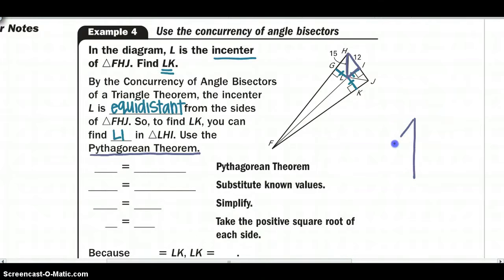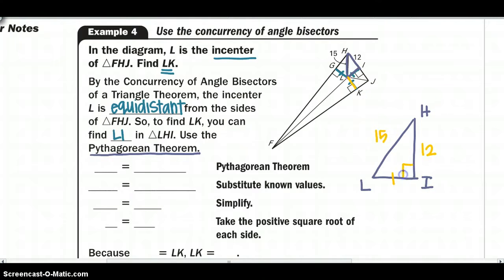So let's redraw this a little bit bigger. So I have H, I have L, and I have I. And I am using this because I know that LI actually equals LK. So that's why I'm using this triangle. I know that HI is 12. I know that HL is 15.